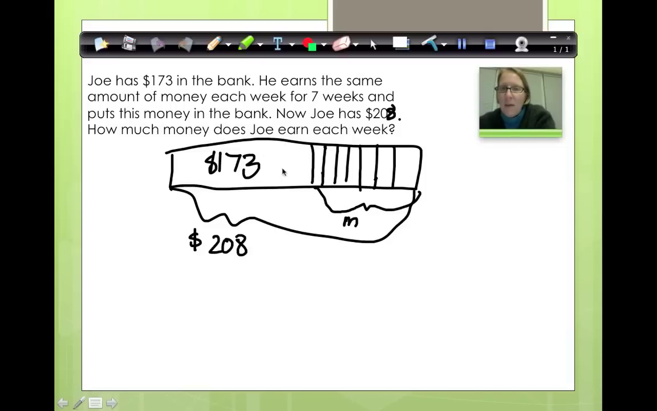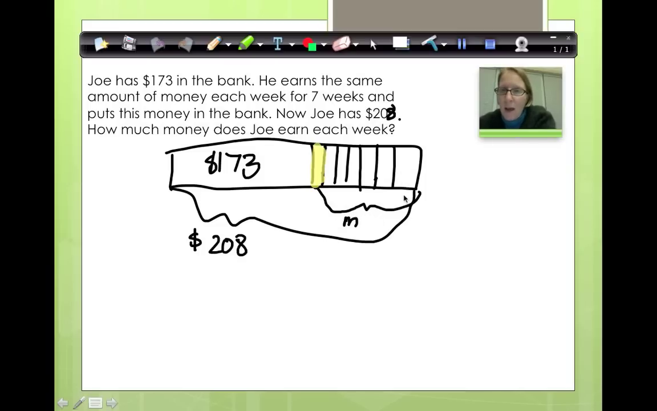But could we figure that out by subtraction? Sure we could. But what is it that we really want to know? How much money does Joe earn in each week? Which part of my diagram do we want to know? We want to know how much each one of these little pieces is. I want to know how much is in that yellow piece. I want to know how much is in each one, but I can't do that because this is all divided, and I don't know what my total is.